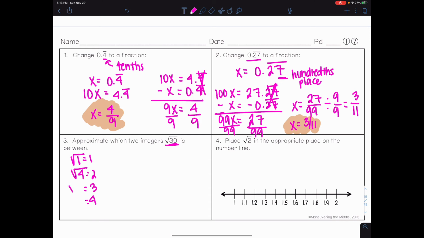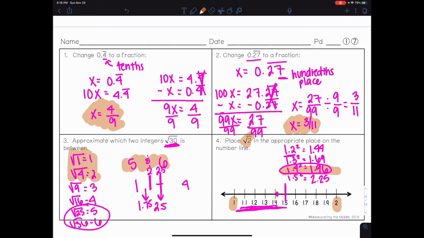Square root of 9 is 3. Square root of 16 is 4. Square root of 25 is 5. And the square root of 36 is 6. Clearly, the square root of 30 is going to lie between the square root of 25 and the square root of 36, and those two integers are 5 and 6.